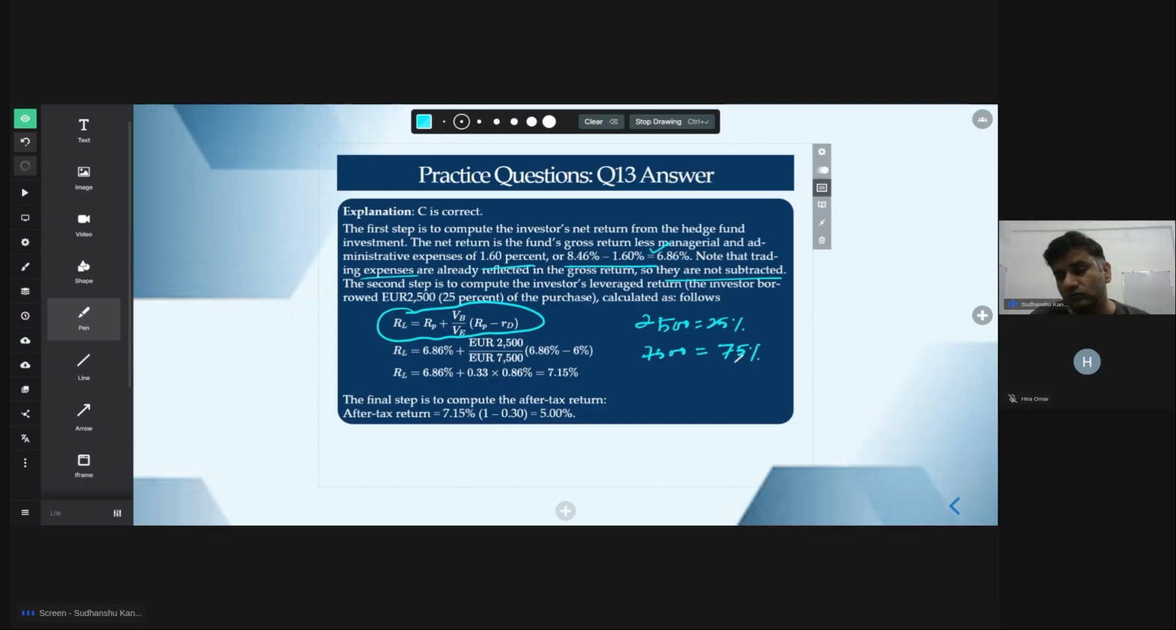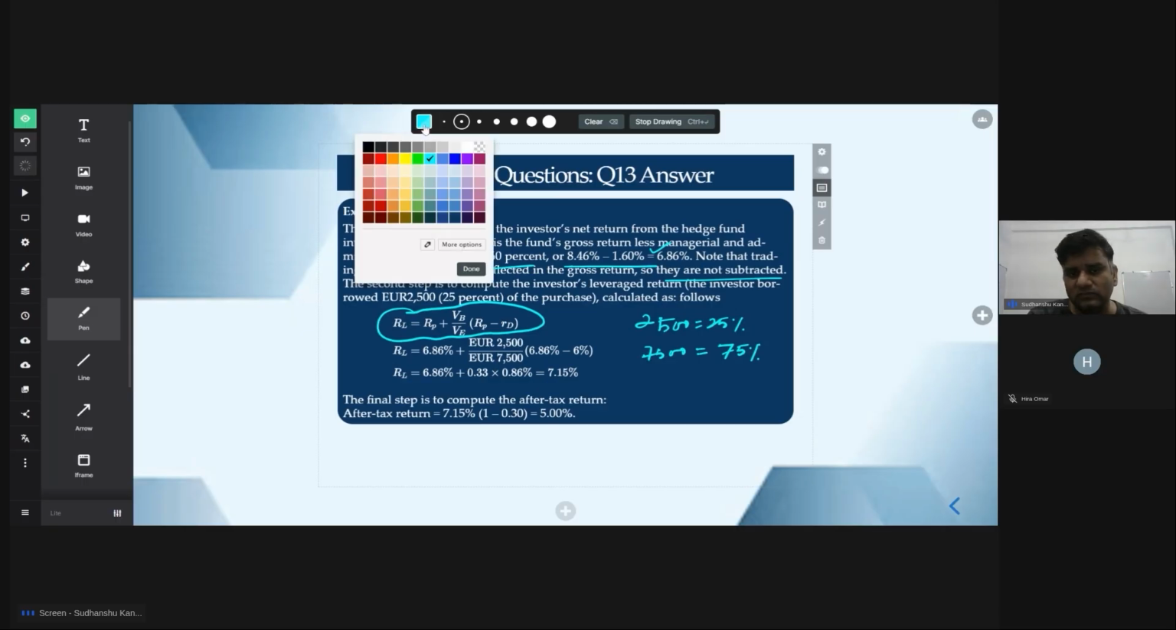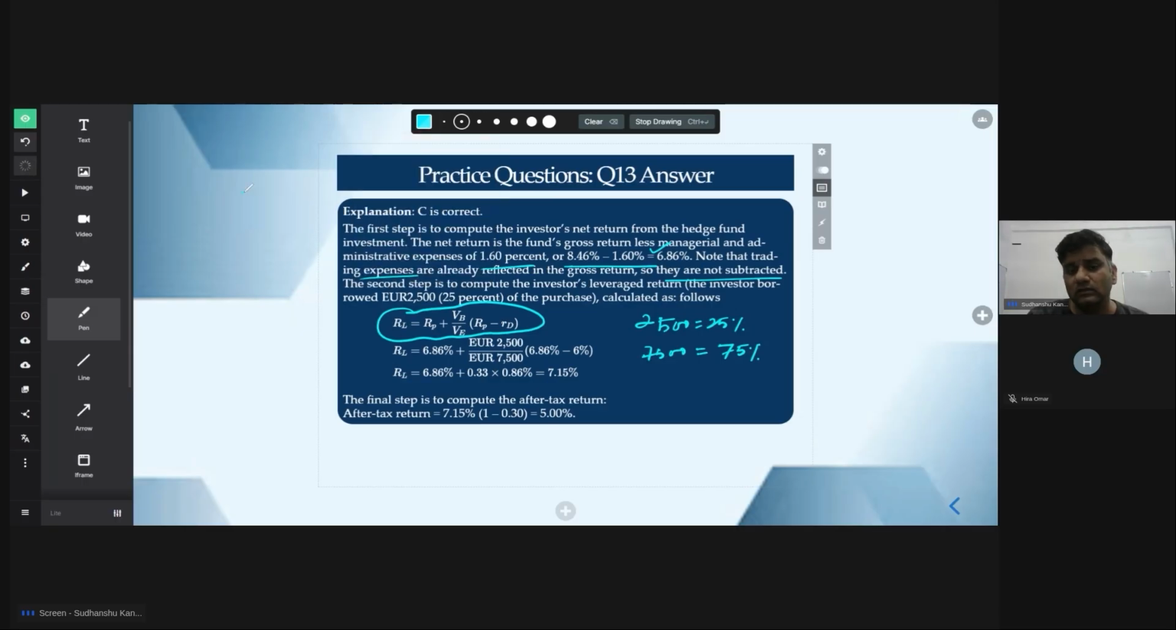Let's look at this one, then go to my formula. This was given as 6.86, which I found by net, then 25 by 7500 times (RP minus RD), which is the borrowed cost, giving 7.15. Then you apply the tax rate after that. Because tax is applied after you have calculated the leveraged return, not before. The after-tax return comes after that.